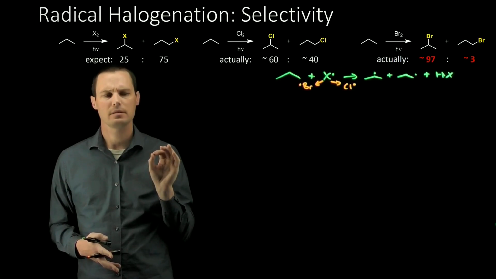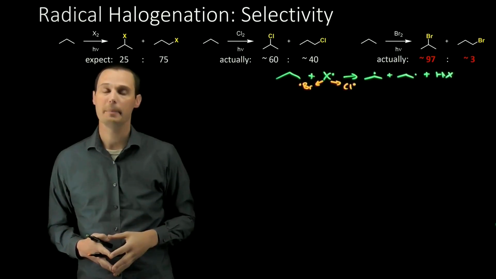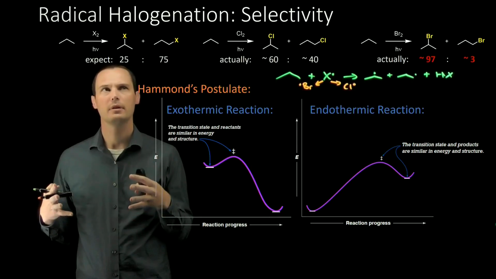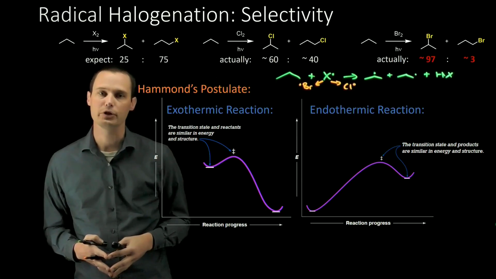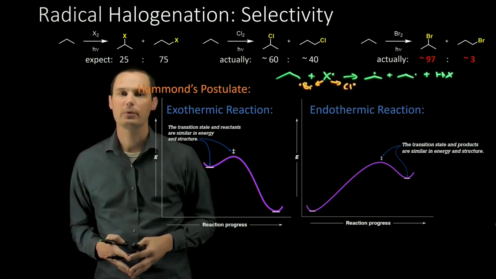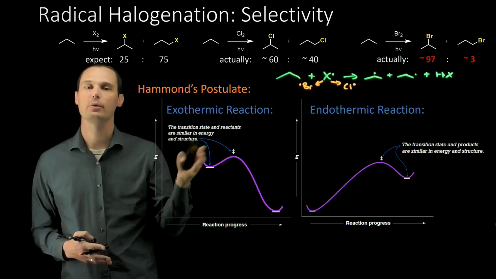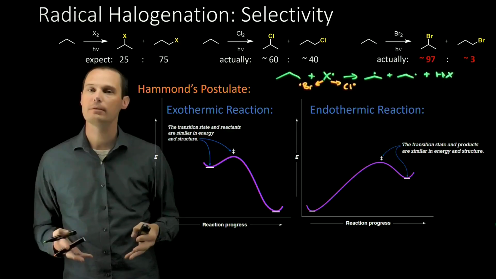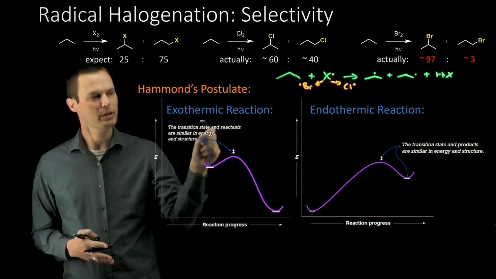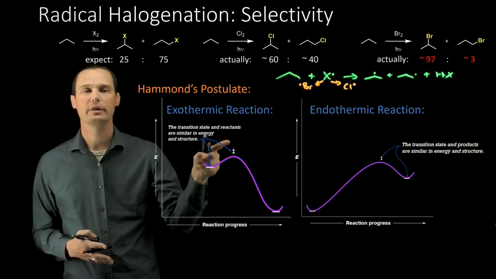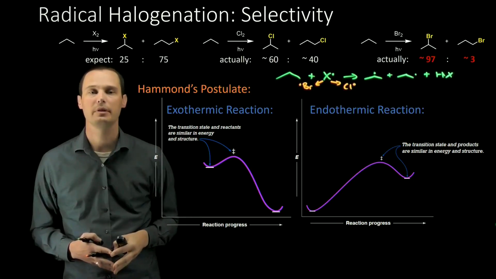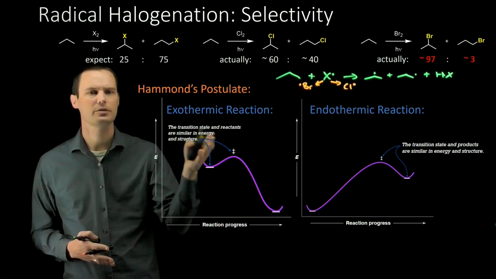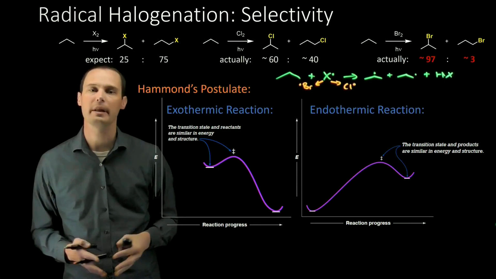Before we answer that, let's pause for a second and recall Hammond's postulate. Hammond's postulate says that the transition state of a process resembles the species to which it is closest in energy. If we look at an exothermic versus an endothermic reaction, an exothermic reaction has what we call an early transition state. The transition state and the reagents are similar in energy and therefore similar in structure. The transition state looks most like the reagents. The stability of the transition state is governed by the stability of the reagents. That's a really important point. Keep that in mind. We'll come back to that later. Stability of the transition state is governed by the stability of the reagents for an exothermic step.